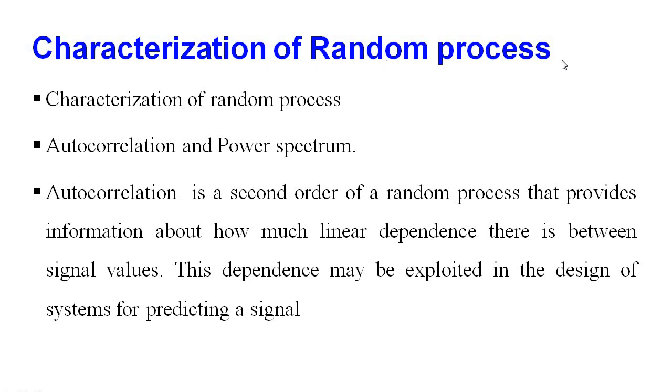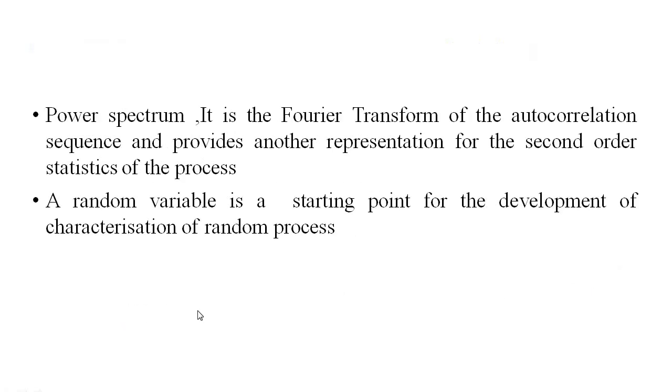Characterization of a random process is of two types: autocorrelation and power spectrum. Autocorrelation is a second order characterization of a random process that provides information about how much linear dependence there is between signal values. This dependence may be exploited in the design of systems for predicting a signal. The same way you can say for random variables.